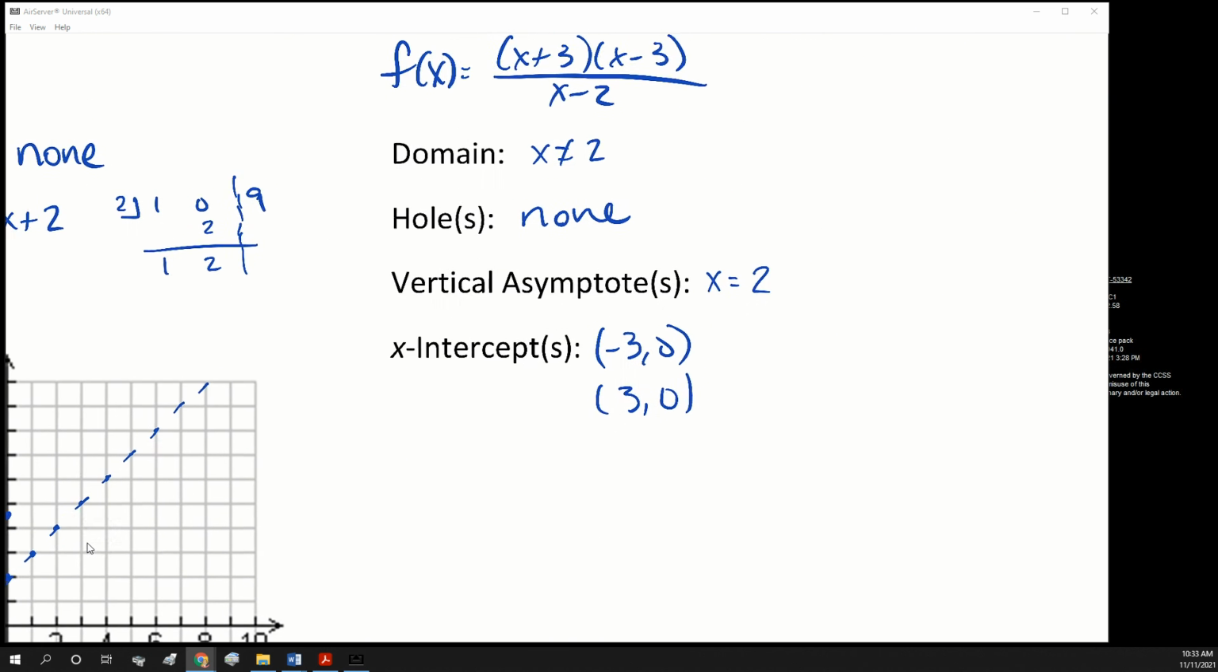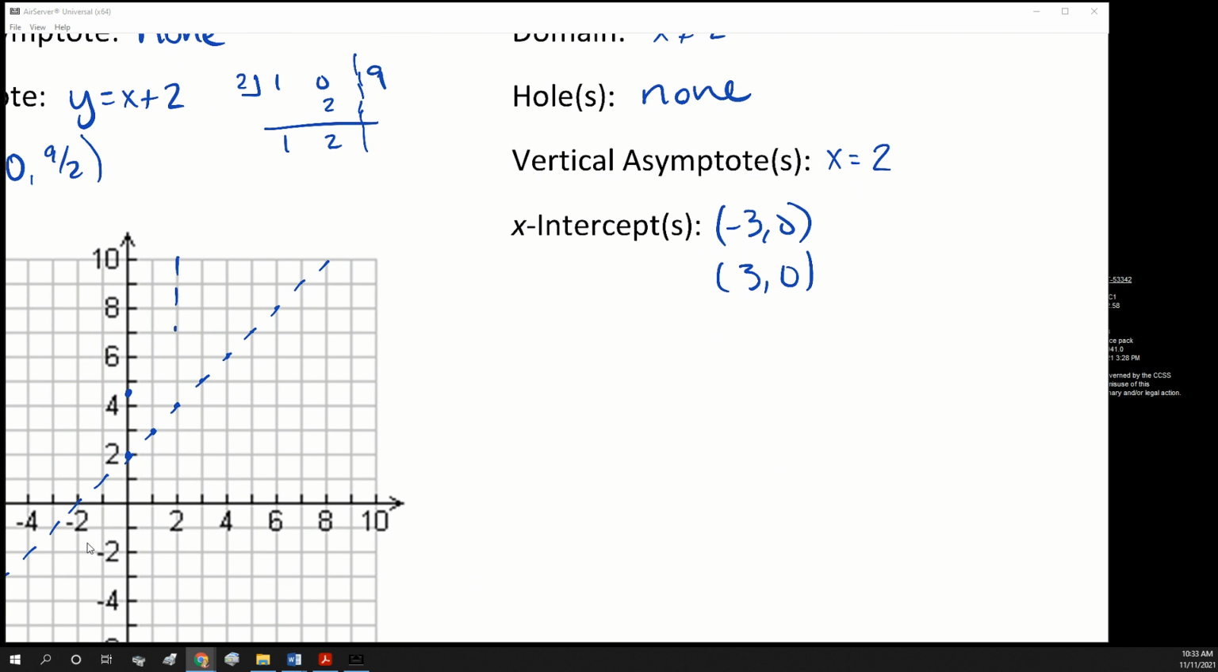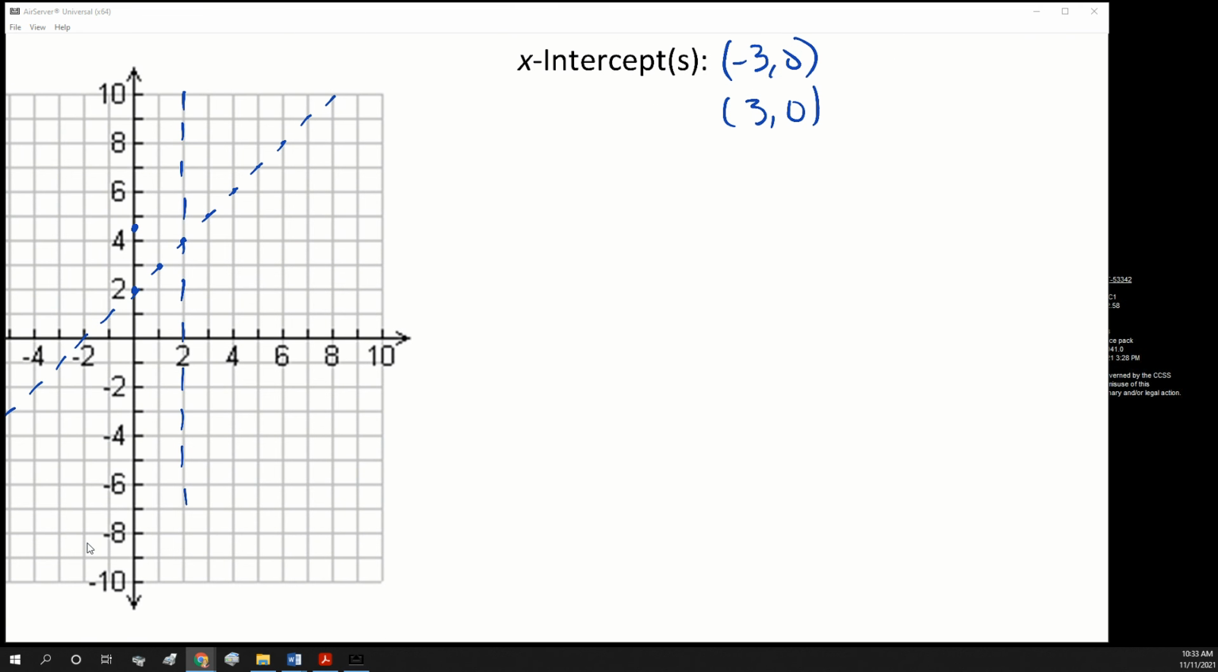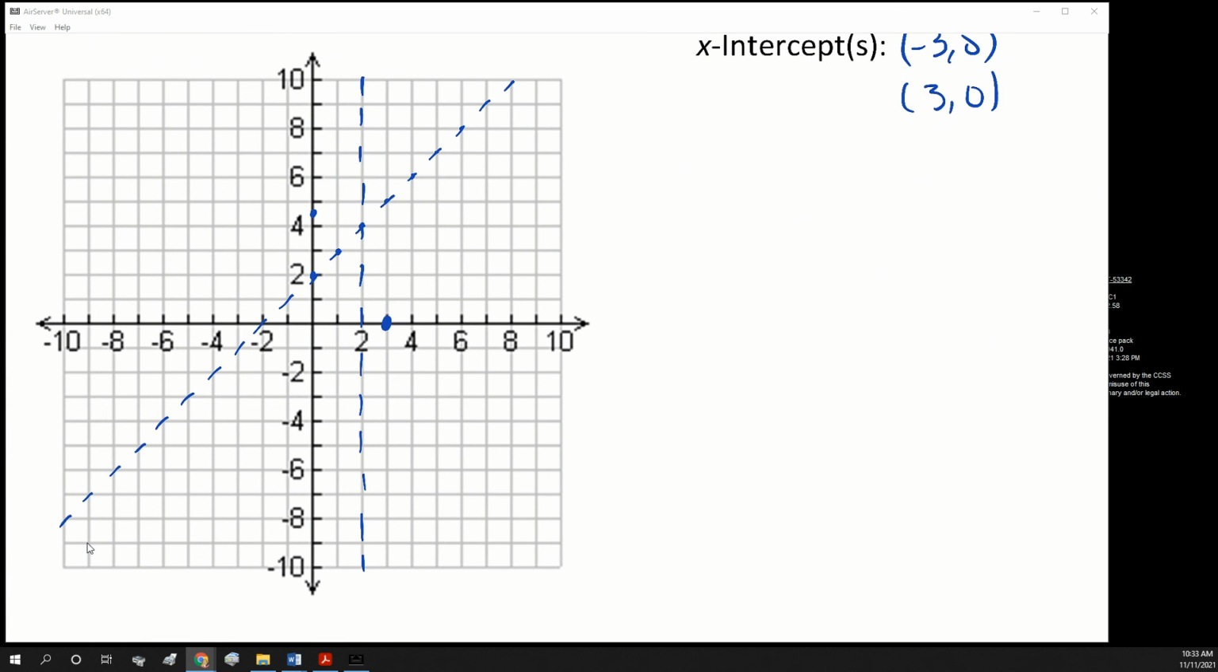All right. We don't have a hole to graph on this one, but we do have a vertical asymptote when x is 2. And then we have 2 x-intercepts. Okay, so our graph is going to be close to the slant asymptote over here on the left. And then it's going to curve through these points and end up close to the vertical asymptote. Okay, and then it's the same thing on the other branch.